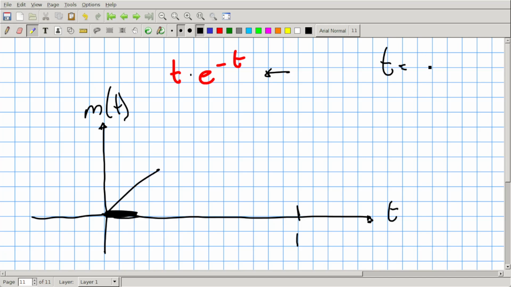For t equal to 10 to the power of 10, this one is going to be 10 to the power of 10. This one, e to the minus 10 to the power of 10. Who is going to be? This is big, this is small. The product of the two, is it going to be big or small? Small, very small. E dominates. For t big, E dominates. This does like this.